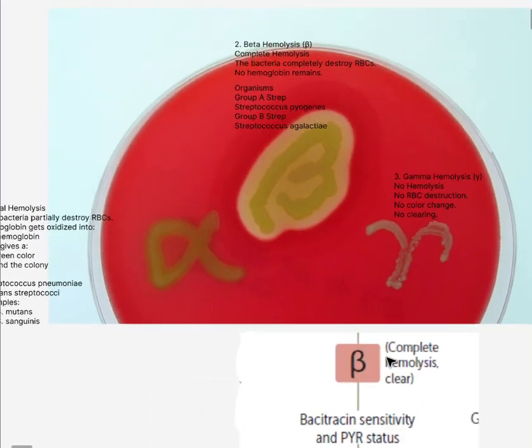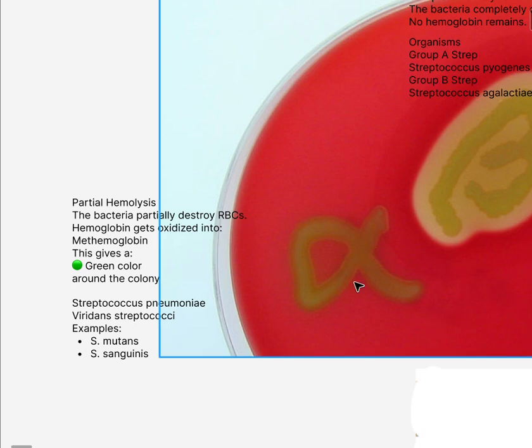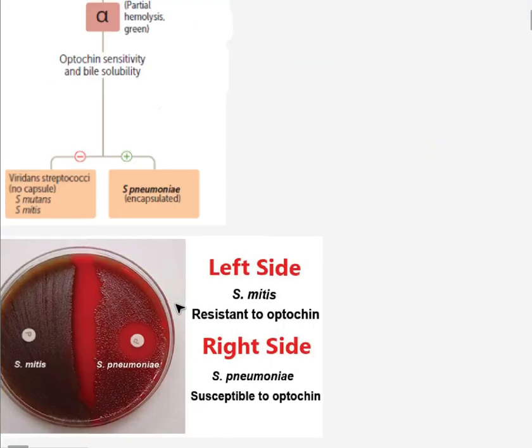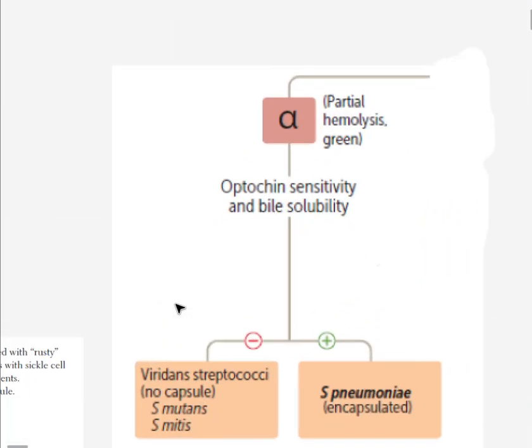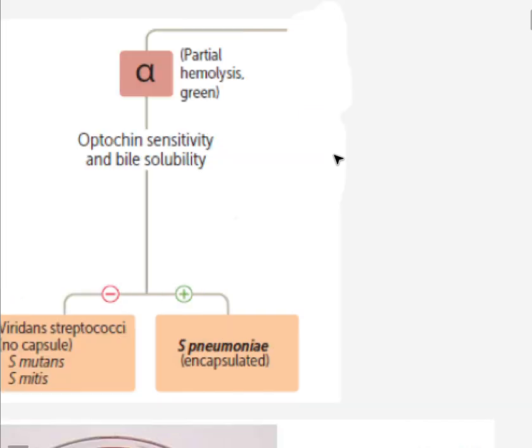So if I go back and revise a little bit, first of all, we had the partial hemolysis. This was alpha. The green color was due to methemoglobin. We had S. mutans and S. sanguinis, which were part of the viridans streptococci, and we had Strep pneumoniae, right? I'll show you the alpha one here. I'll come back to these later on, don't worry. The alpha hemolysis is S. mutans, S. mitis, and S. pneumoniae, the viridans ones. Remember, just don't worry about the optochin test right now. We'll come back to it later on.